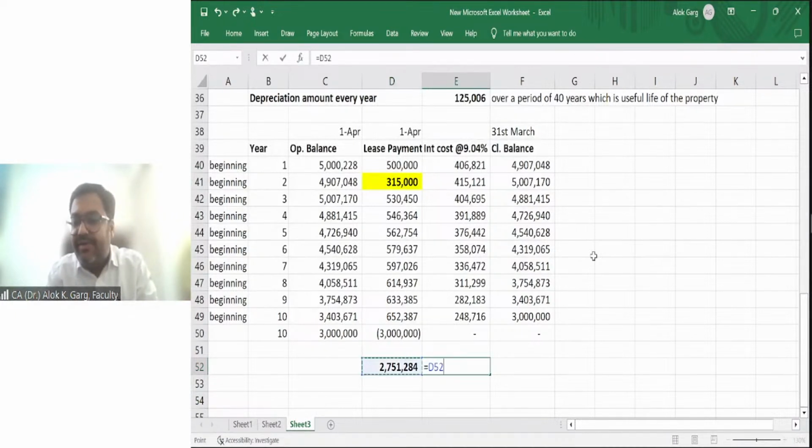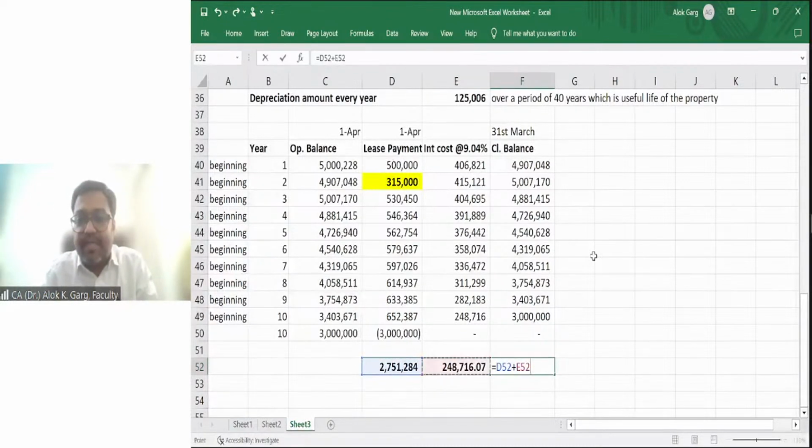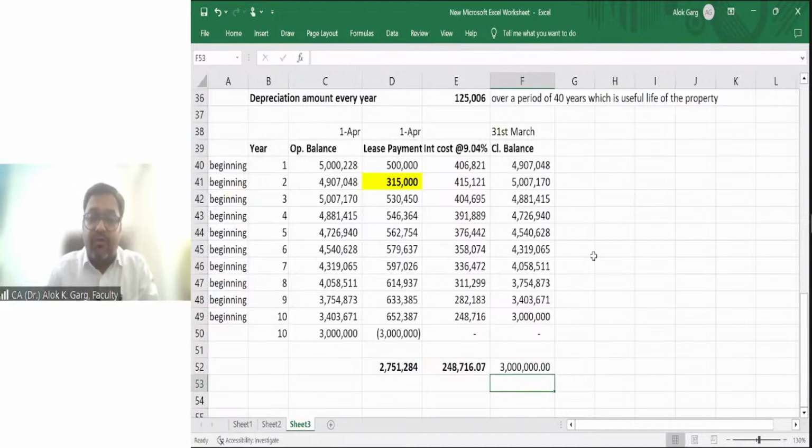Now you have to charge interest for the entire 10th year. When you reach 31st March, you will charge interest of 9.04%, which comes out at 248,716. Now on 31st March, your closing liability becomes 30 lakh. And on 31st March, you are paying 30 lakh rupees. As simple as that, you are paying 30 lakh rupees. Is that clear? Right? That is why I presented it like this for the 10th year only, so that you will be able to understand.